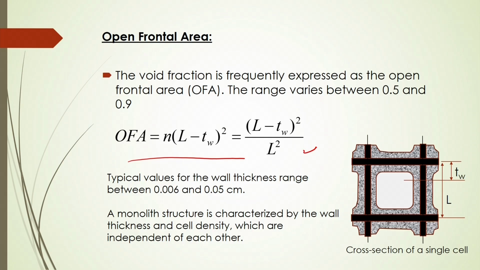Typically, the values for the wall thickness range between 0.006 to 0.005 centimeter. The monolithic structure is generally characterized by this wall thickness and the cell density, which are independent of each other.